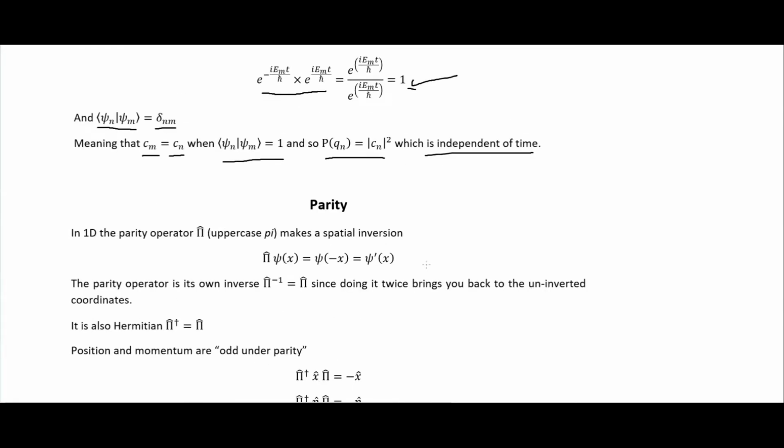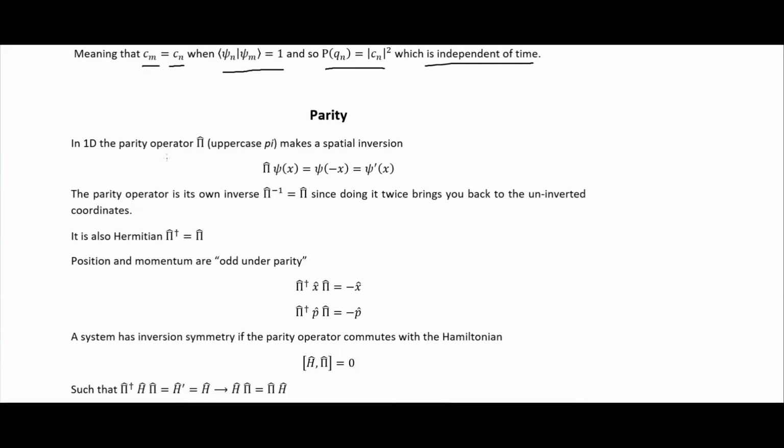All right, so we can look at one of our symmetries, called parity. This has to do with inversion symmetry. If you have something that has some shape sticking off on this side, and it has the same shape sticking off on this side, you could say it has parity, because if you invert both of these into each other, you just get the same thing back again. And so a 1D parity operator, which is denoted by this uppercase pi, makes a spatial inversion.